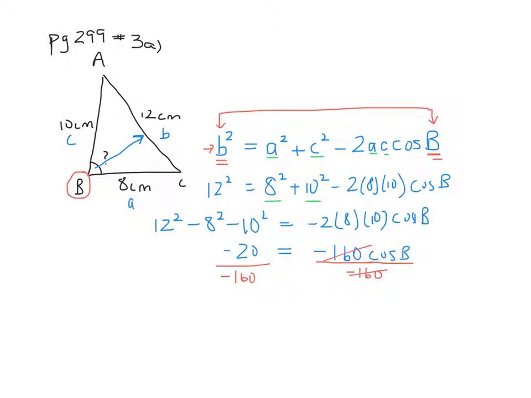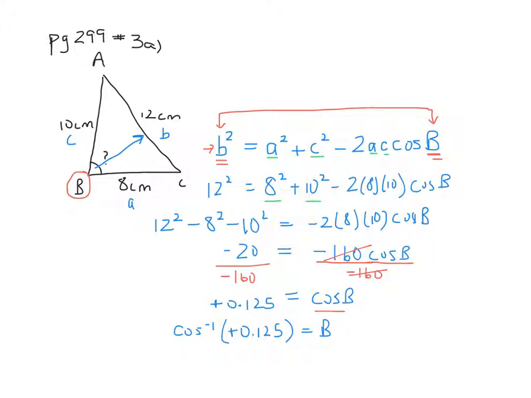That leaves me with the cosine of B on the right side of the equal sign. And if I take negative 20 and divide by negative 160, I get negative 0.125. Now, to undo the cos, that's where we take the inverse function of cos on that negative 0.125. Actually, that should be positive. I made a mistake there. That's positive 0.125. That will give us what angle B is.